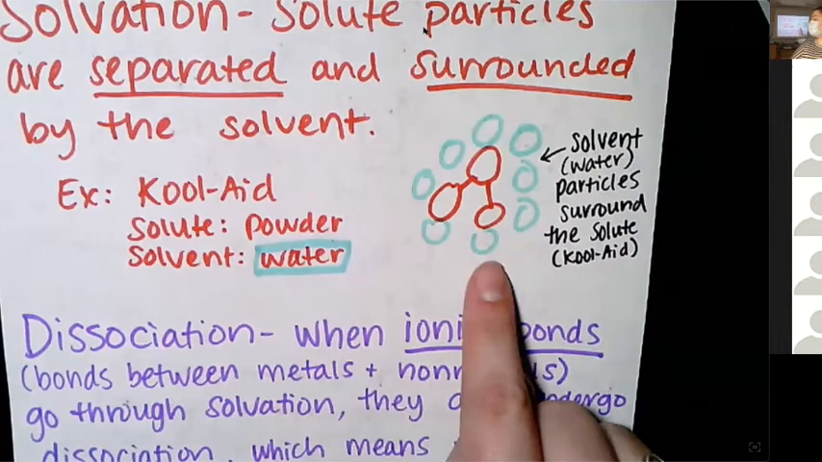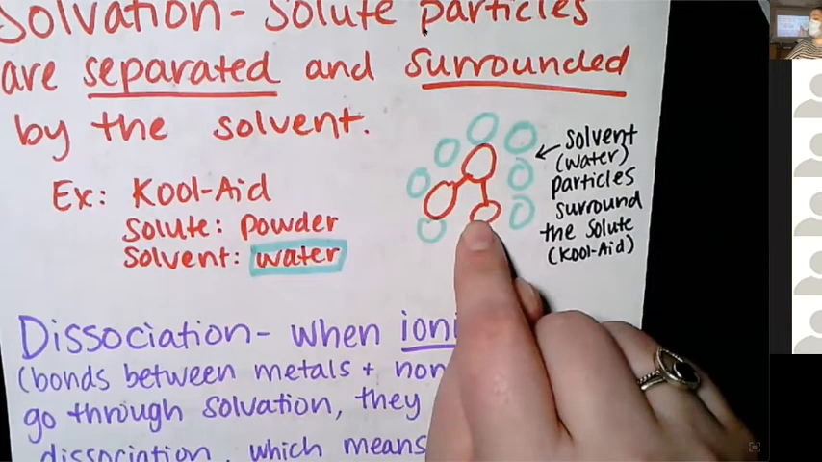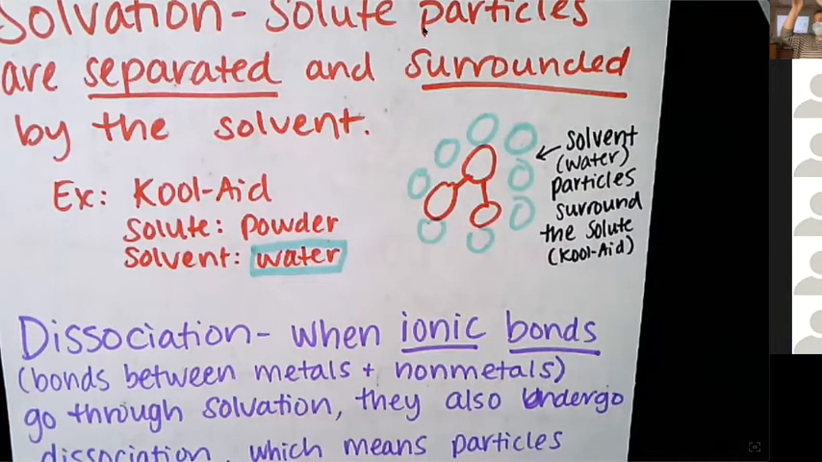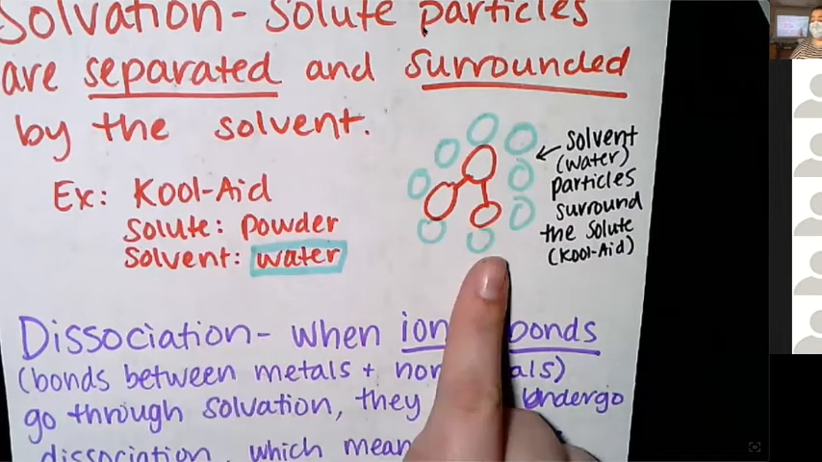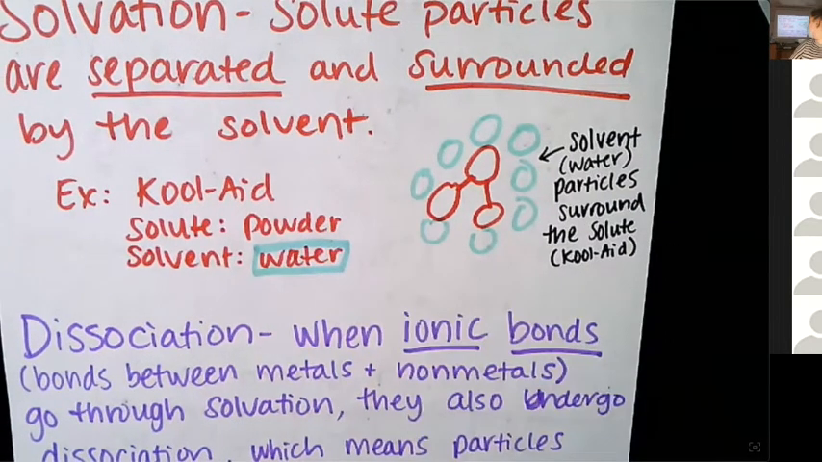Now, solvation looks like this. If this red little structure right here is Kool-Aid powder and the blue circles are water, water will surround the little particles, and that's how it dissolves. It's like taking chips off of an ice block, right? Like if you take a knife and you got a big block of ice and you kind of chip it away, chip it away, chip it away. So it's taking each little molecule and separating it from the rest and then carrying it around in the water. So solvation is where it's just separating and surrounding the solute particles, okay? So that's the first part.